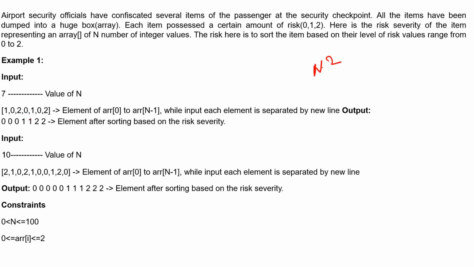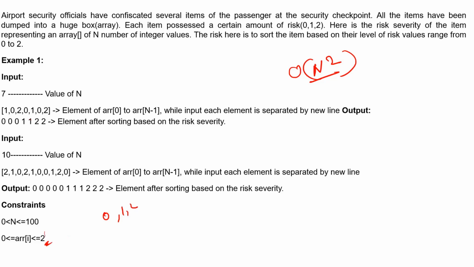Like if you are going with an algorithm having the time complexity of big O of n square, that would also work because you can see the constraint is just that. The value of n will be ranging from 0 to 100. Right, so n value will be just from 0 to 100. And also the array elements will be between 0, 1 and 2 only. That is also given in the constraints itself.